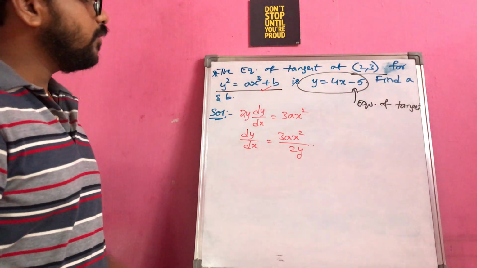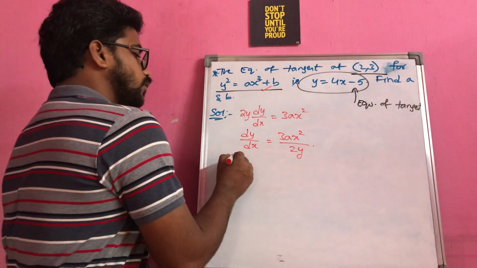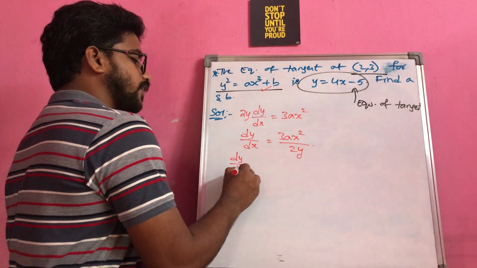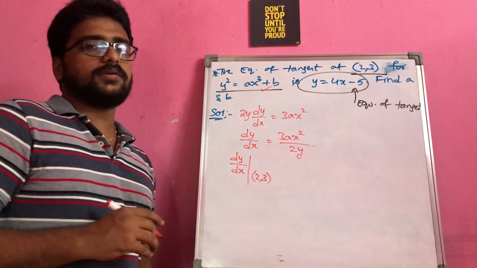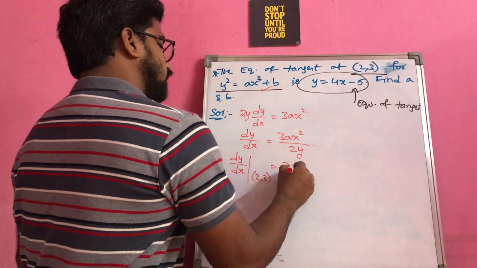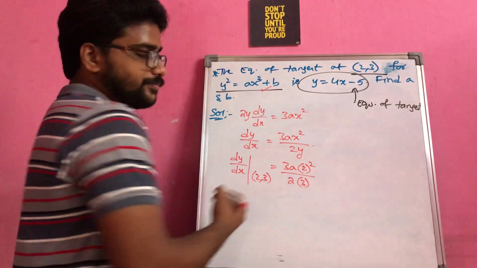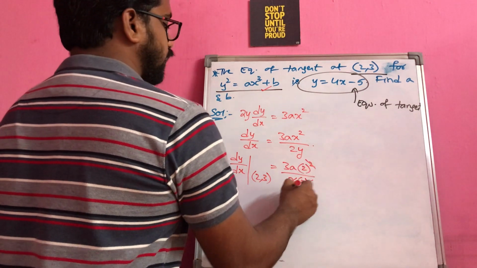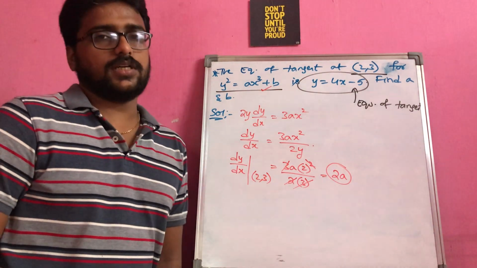Now, as I told you, dy by dx should not be a variable, it should be a constant. You are requested to find the equation of a tangent at the point (2, 3). So substitute (2, 3) here. That means 3a into 2 square by 2 into 3. If you simplify further, you will get the slope as 2a, which is a constant.